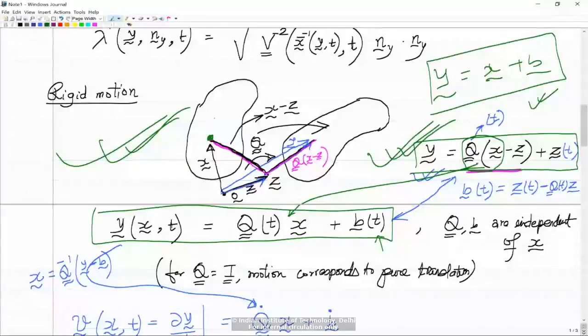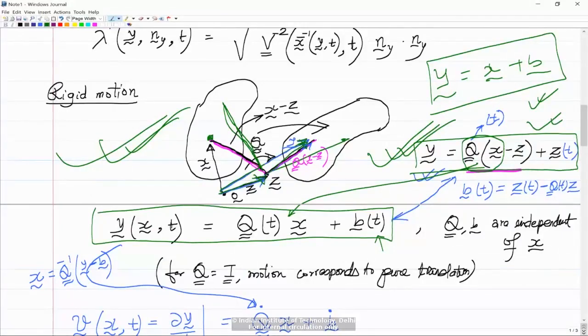So all the points, let us say if it is this point, then that goes somewhere over here. The magnitude will not change, just the orientation. Therefore, this direction x minus z is going to become Q times x minus z. And then you see this final y, you can get it as z plus Q times x minus z, and that is what I wrote here.